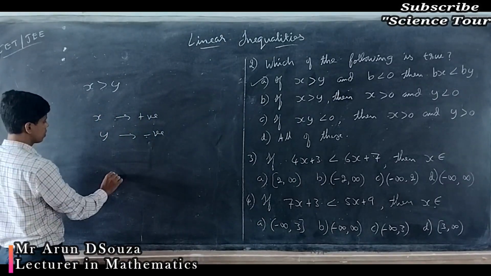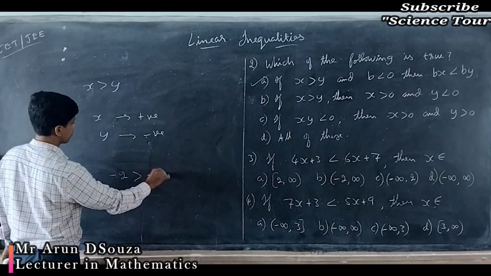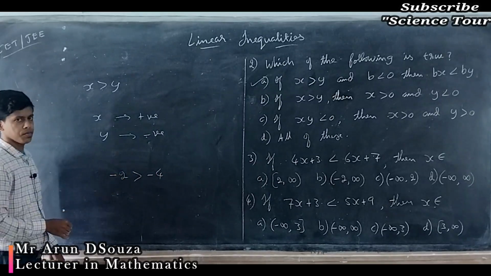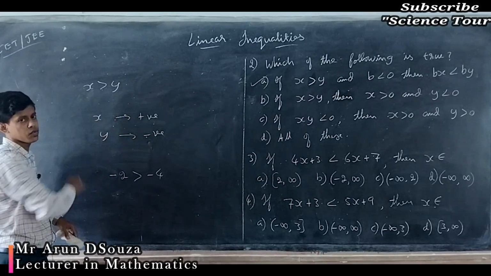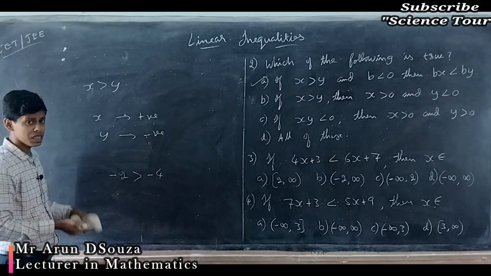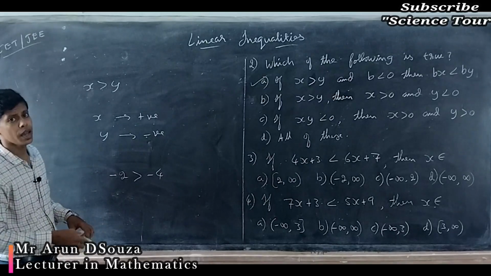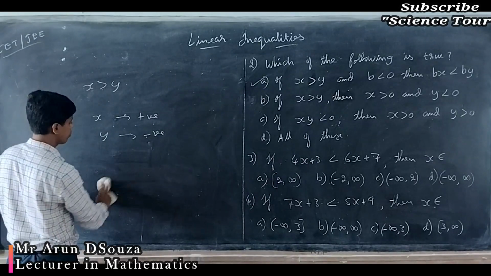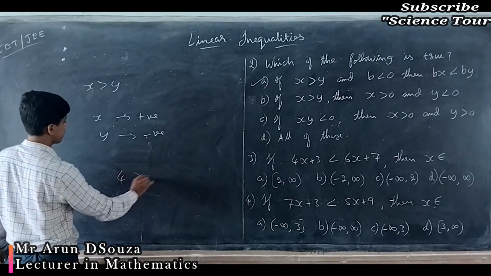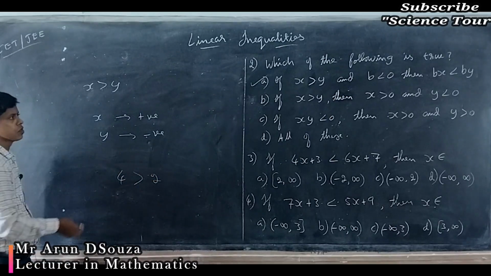Now, what about minus 2 greater than minus 4? This is also true, right? And both are negative. You cannot say that x is positive. It may not be the case. It may be negative as well. Or if you have 4 greater than 2, then both are positive, correct?